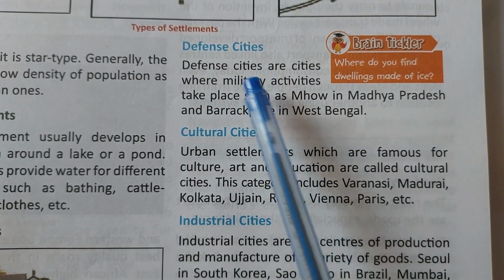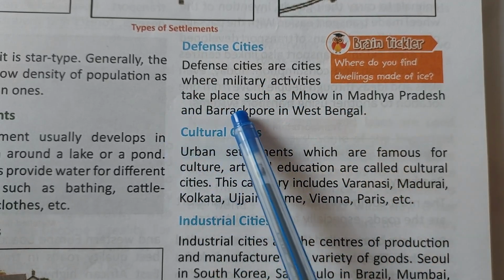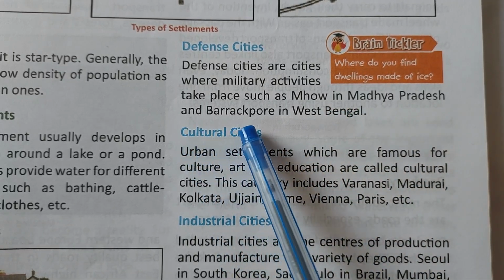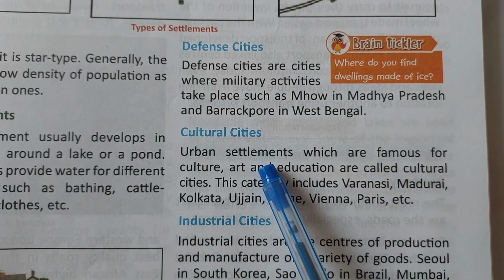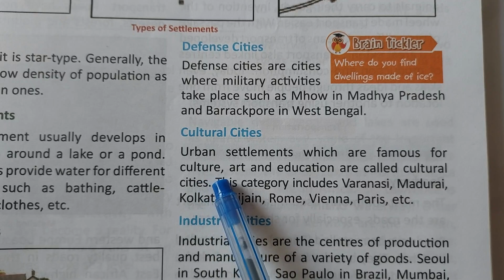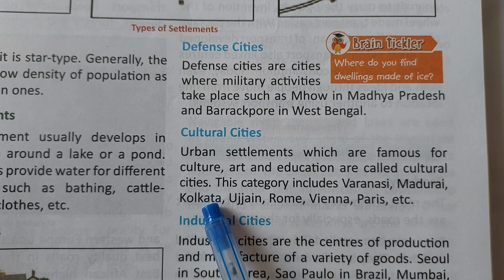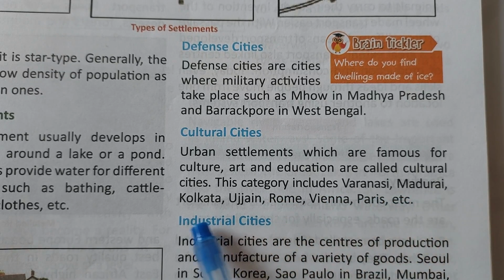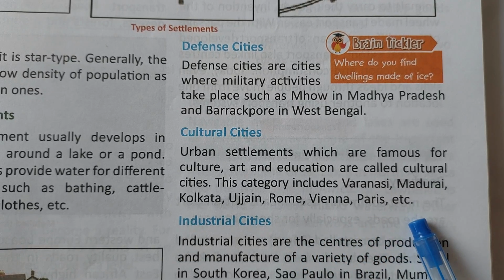Defense cities. Defense cities are cities where military activities take place, such as Mhow in Madhya Pradesh and Barrackpore in West Bengal. Cultural cities. Urban settlements which are famous for culture, art, and education are called cultural cities. This category includes Varanasi, Madurai, Kolkata, Ujjain, Rome, Vienna, Paris, etc.